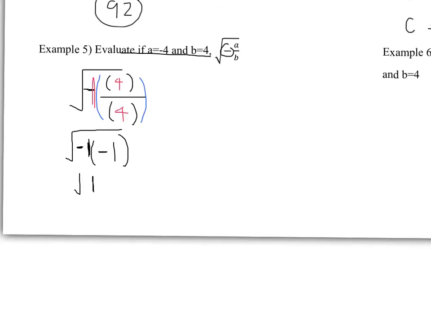Okay? Your square root is kind of like a grouping symbol, so we have to do everything on the inside of it first. And what is the square root of negative 1? Or I'm sorry, of 1. The square root of 1 is 1.